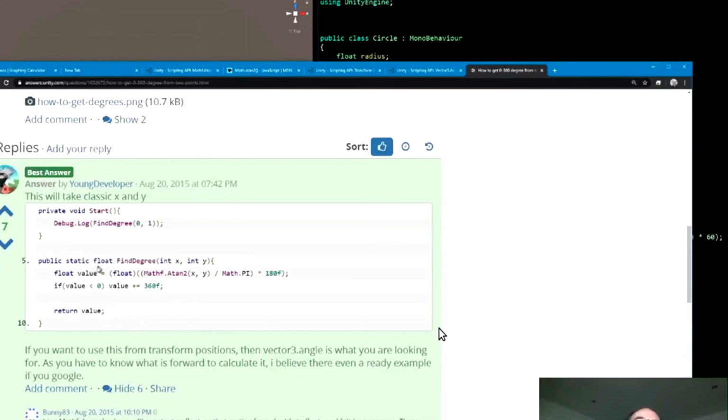Yeah, there's the atan2. This is Unity code here from 2015. You know, this is great when you're looking at different code. It's like "find degree given x and y." Well, those are taking integers. Why are you taking integers? And then it uses the atan2 function. And notice it says x and y. It should actually be y, x. It's had 7 upvotes. It's the best answer. Let's have a look at this best answer a minute.